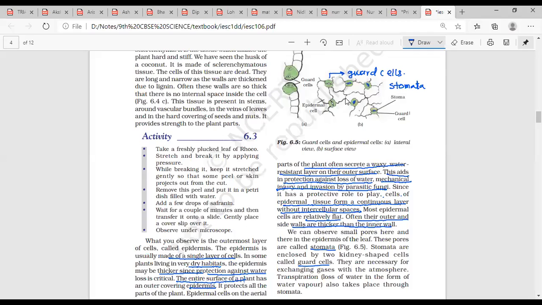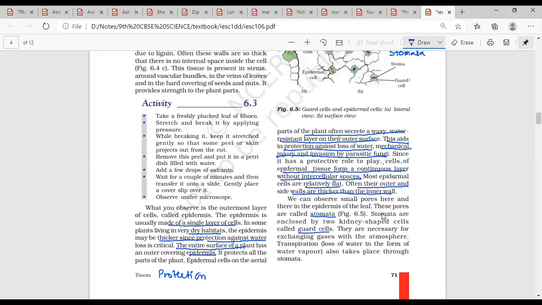Okay. These stomata help in the exchange of gases. Exchange of gases takes place through these stomata. Leaves need carbon dioxide and oxygen, both. So there is that exchange of gases, as well as excess water being given out. That process of transpiration also takes place through the stomata. Stomata are enclosed by two kidney-shaped cells called guard cells. They are necessary for exchanging gases with the atmosphere.